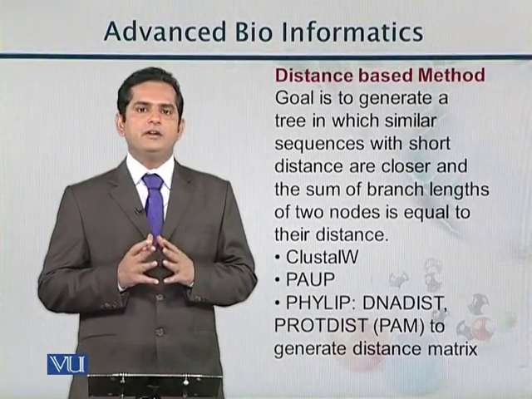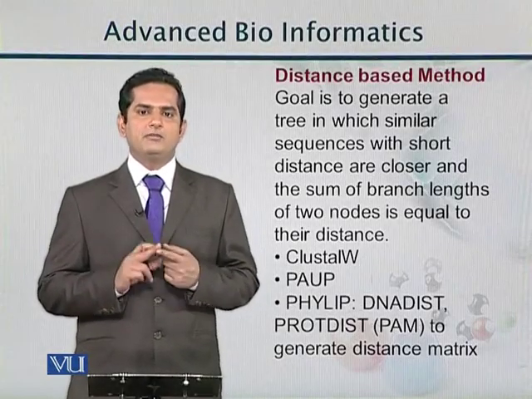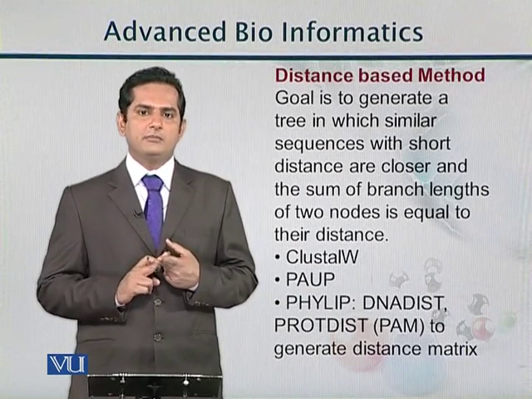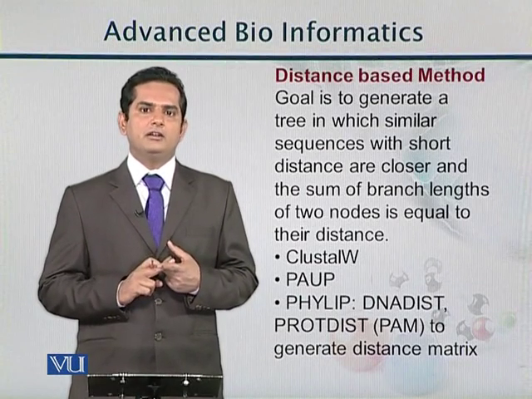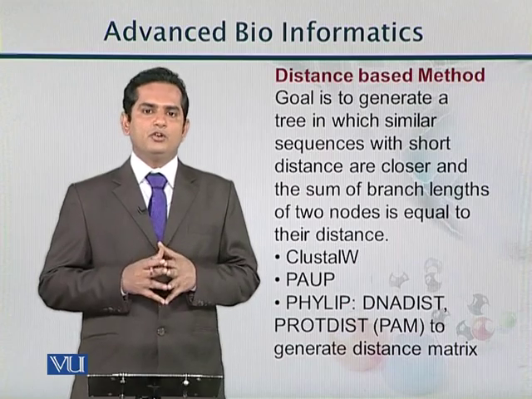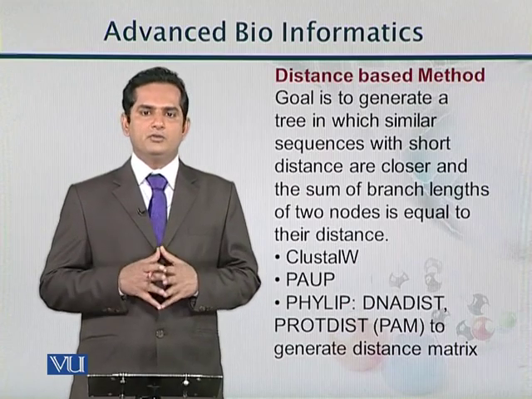For generating phylogenetic trees, we had three mechanisms. Number one was distance-based approach, other one was maximum parsimony, and the third one is maximum likelihood-based approach. So this module will give information about distance-based approach.